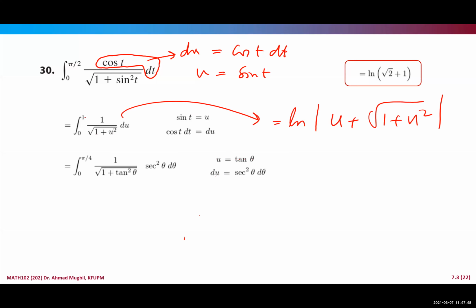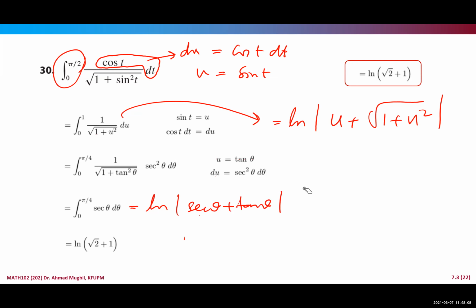You need to change the limits every time here. Look what they were, and here what they are, and finally what they are. So don't forget to change the limits of the integral. Now, when you have this integral, it will be so easy. It will be the integral of secant theta, and you know what the integral of secant theta is. It is ln the absolute value of secant theta plus tan theta plus, of course, from 0 to pi over 4. Evaluate, and you will have this integral.